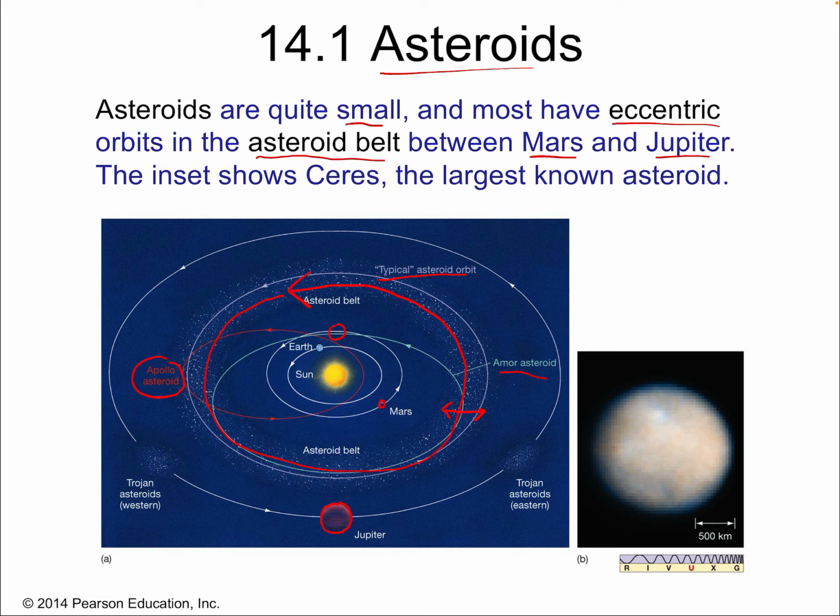Furthermore, there's two special types of asteroids that aren't technically part of the asteroid belt, and those are the western and eastern Trojan asteroids, like the Trojan horse, because these are actually in Jupiter's orbit. Okay? And here is Ceres, the most famous and largest asteroid there is. In fact, it is the only asteroid that is qualified to be classified as a dwarf planet. A dwarf planet is the same classification that Pluto has.